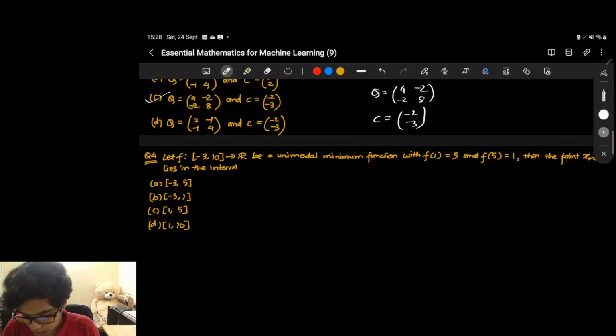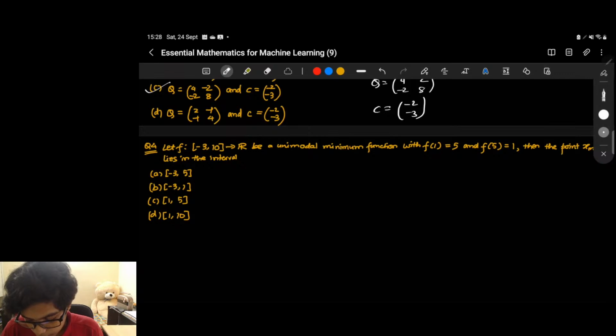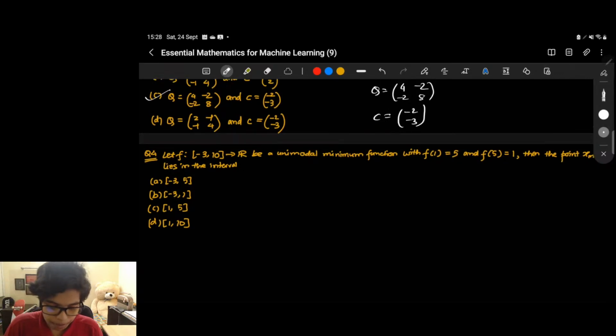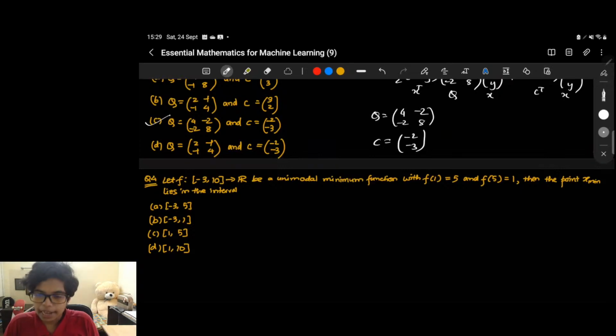Now we will look at the next question. Let f be defined as a function from the interval [-3, 10] to real numbers, and let this f be a unimodal minimum function with f(1) = 5 and f(5) = 1. Then the point x min lies in which interval? We need to find out.